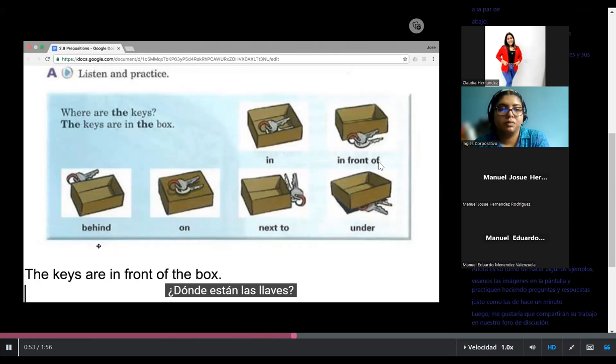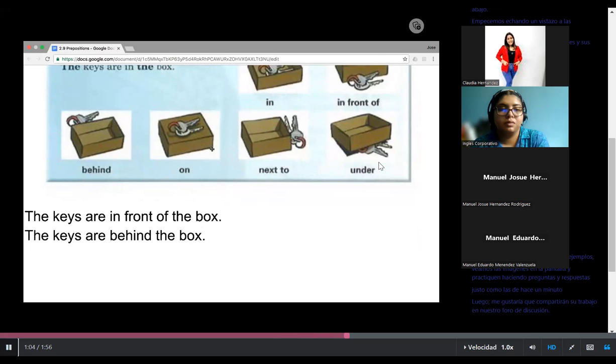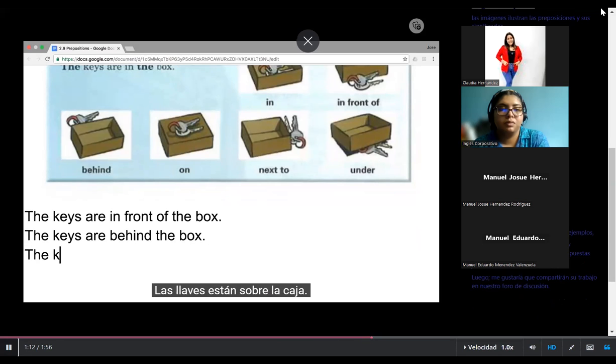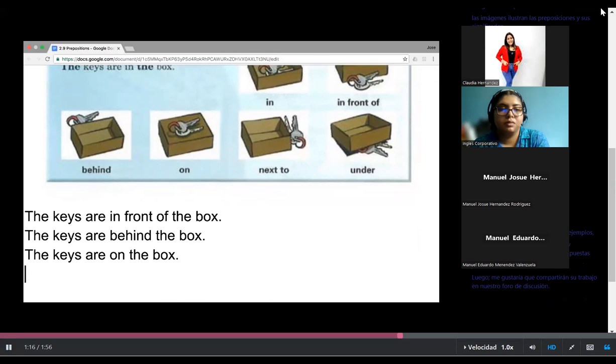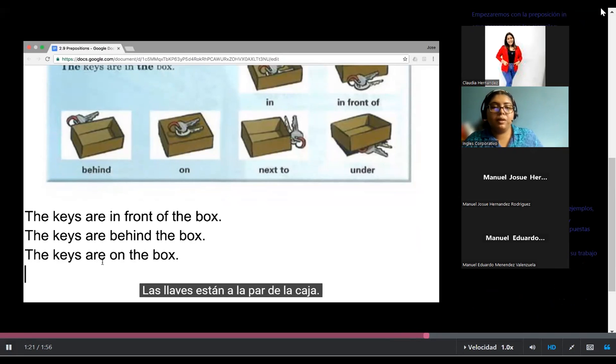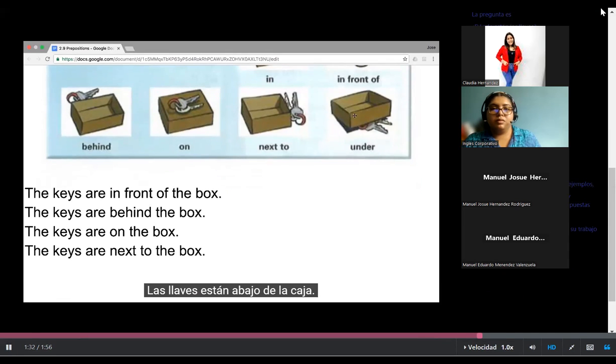Where are the keys? We can see the keys are behind the box. Where are the keys? The keys are on the box. Where are the keys? The keys are next to the box. Where are the keys? The keys are under the box.